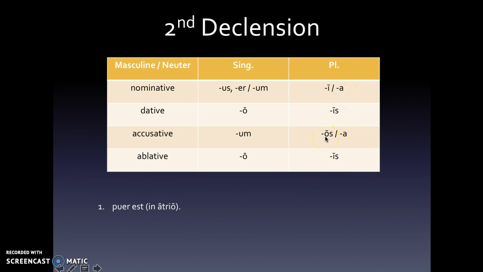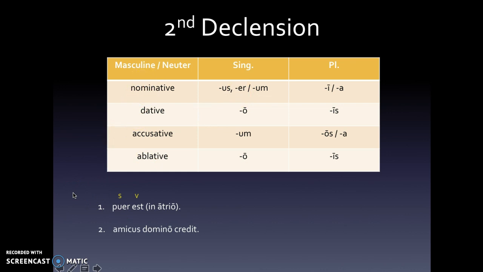Puer est in atrio. Go ahead and pause the video, write this sentence down, and label the nouns. If you came up with the subject, puer is the subject, you are correct. See the ER here and the ER here. And we know that the nominative is our subject.